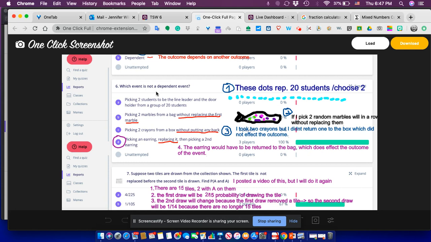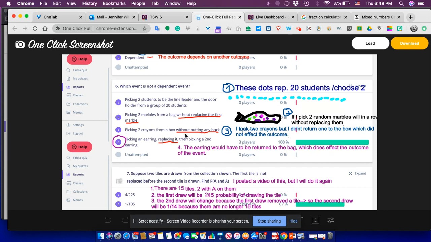Okay, number 6. Which event is not a dependent event? Okay, these dots represent the 20 students. If you choose 2 of these students out of the 20 to be the line leader, that's not going to affect anyone else. Number 2, or B, picking 2 marbles from a bag without replacing them. Here's the bag. You pick 2 random marbles in a row, and you don't replace them. You're not affecting the future outcome.